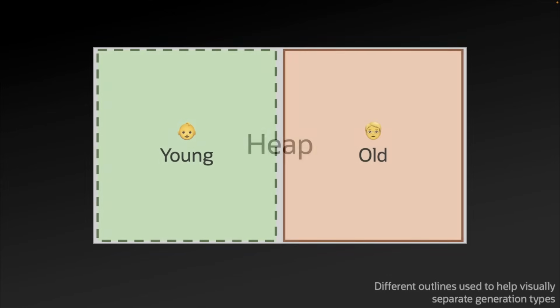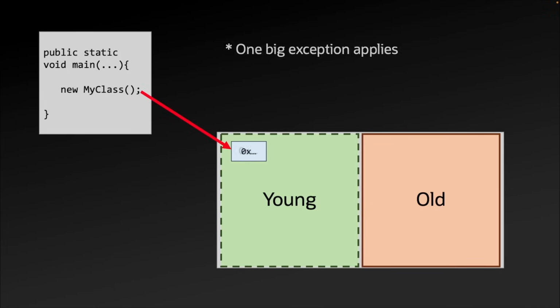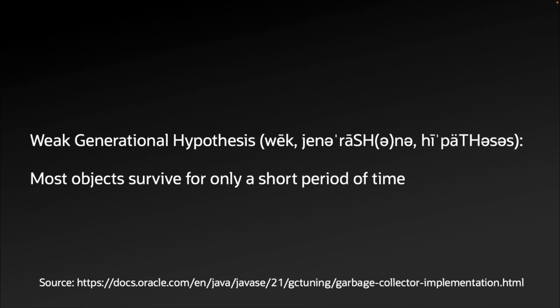At a very high level, a generational garbage collector divides the heap into two conceptual generations: a young generation and an old generation. As an application runs and objects are allocated into heap space, they are initially placed into the young generation. Though note there is one big exception to this rule for G1 that we will cover later. Generational garbage collectors divide up the heap this way to take advantage of the weak generational hypothesis, which posits that most objects will survive for only a short period of time.